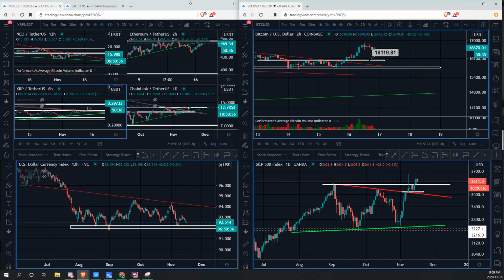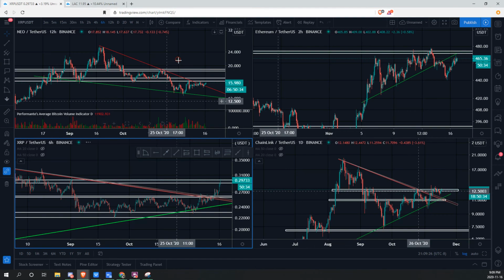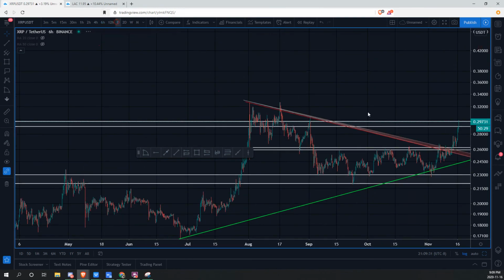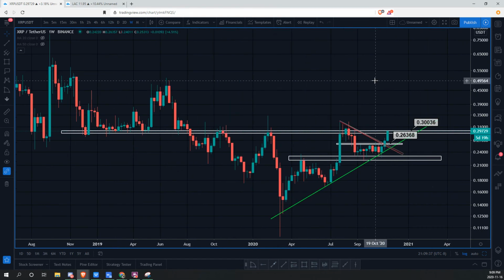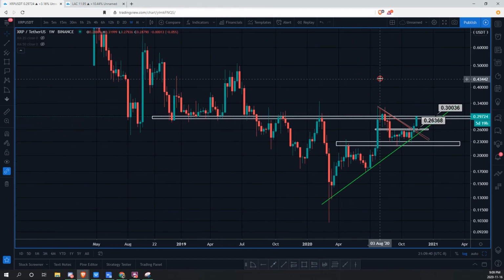And then we're going to be looking at XRP. All right, so that's going to be right here. Let's go to the daily chart. And the first thing I want to understand is how close are we to the 30-cent zone? Because the 30-cent zone on XRP is a major level of significance.